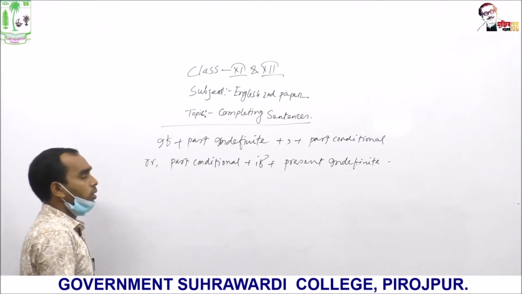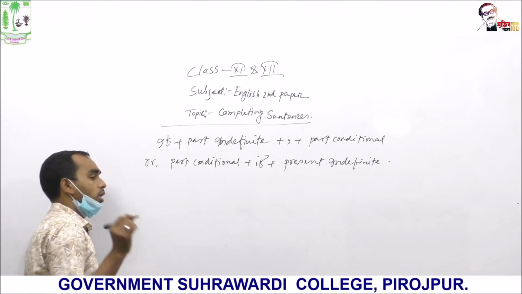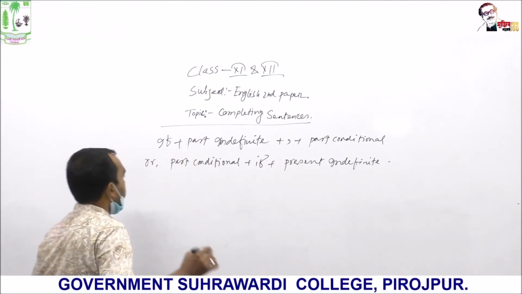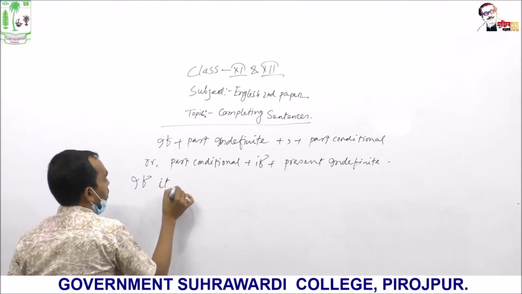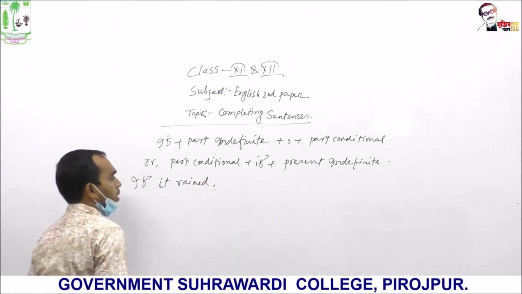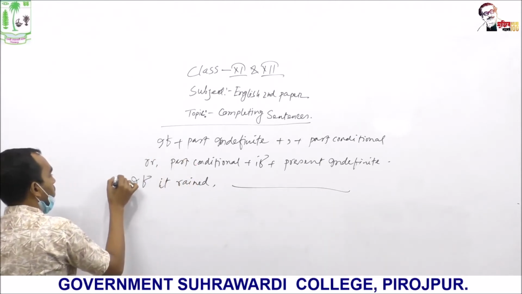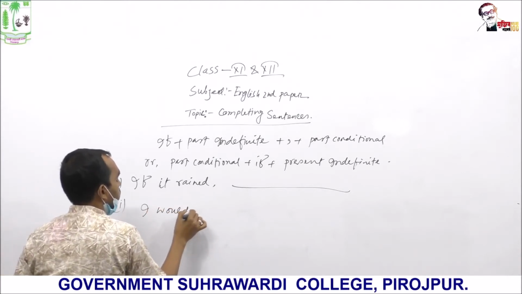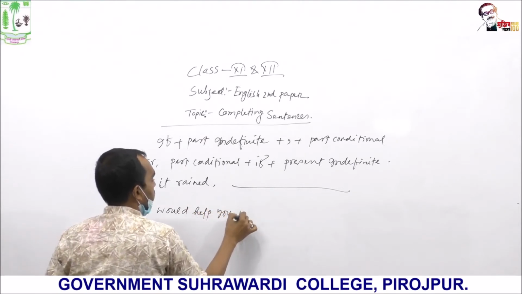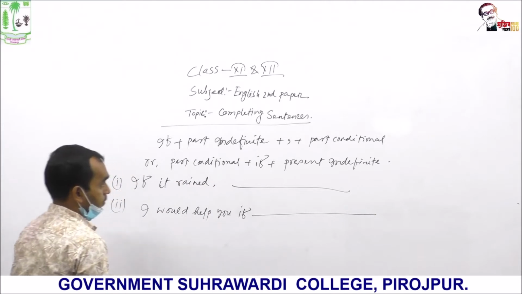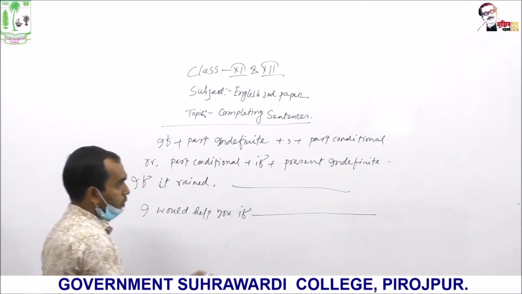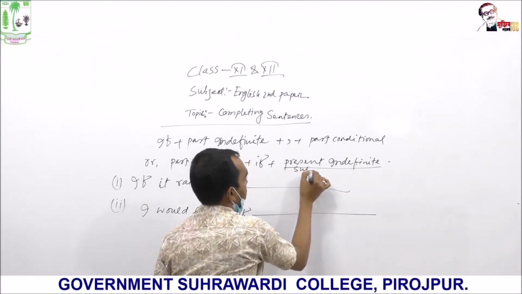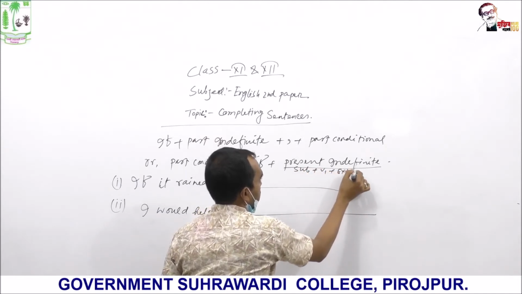Now try to follow me. I am going to write some examples, and if you follow me, then everything will be very clear to you. Okay? If it rained, comma, then you have to complete the next part of the sentence. Another sentence, I would help you if, and all of you know the structures of present indefinite, that means subject plus V1 plus extension.